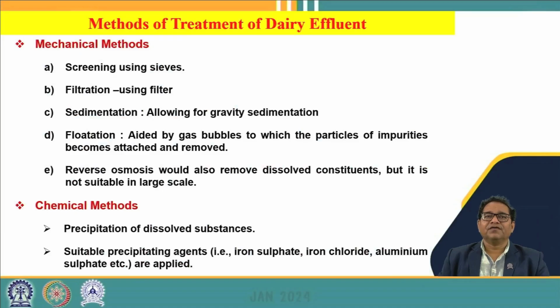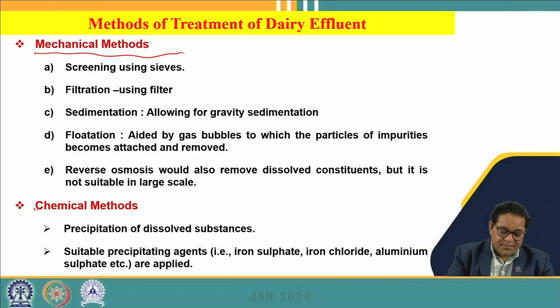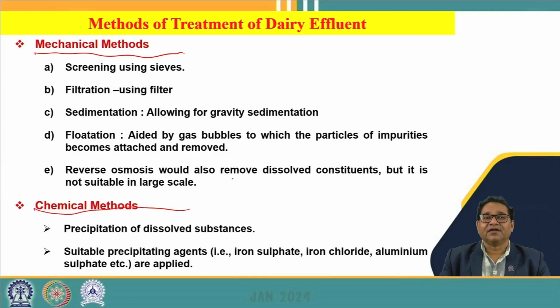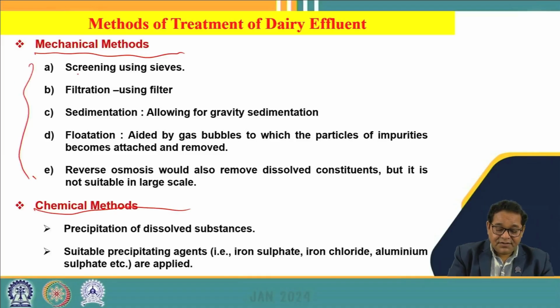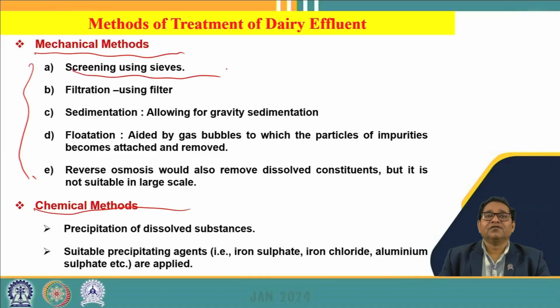Here we see there are different methods for the treatment of this wastewater: mechanical methods, chemical methods, and biological methods. In mechanical methods, screening is done basically. Screens are used to remove the larger floating impurities present in the milk. Filtration is carried out for removal of very fine suspended impurities present in the wastewater.